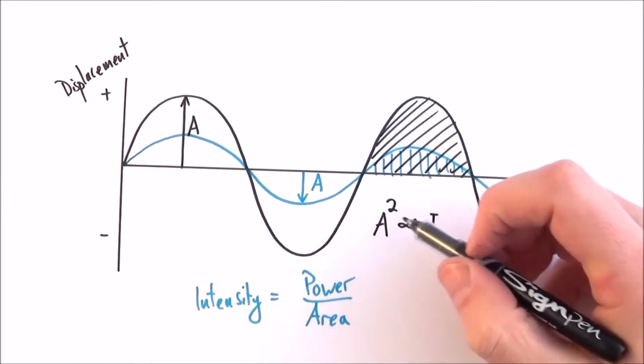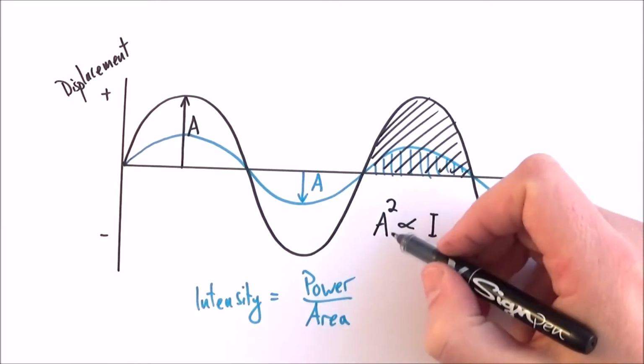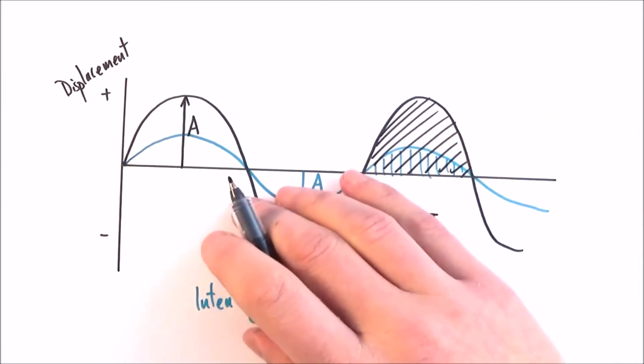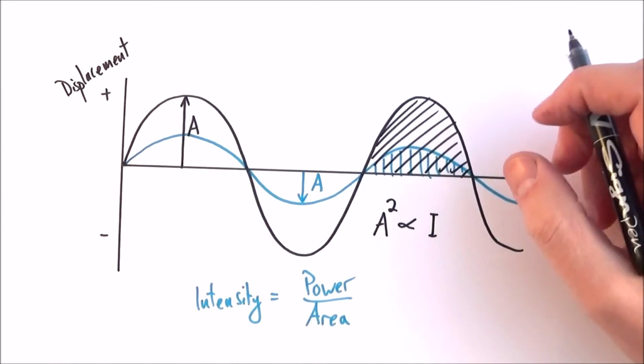And what we can draw from this is that the intensity is proportional to the amplitude squared. It's not just proportional to the height. A wave with double amplitude carries 4 times as much energy.